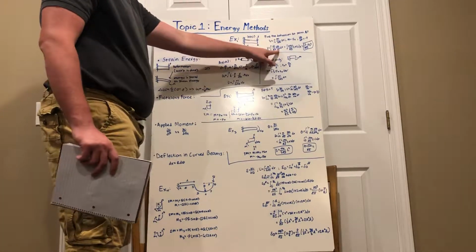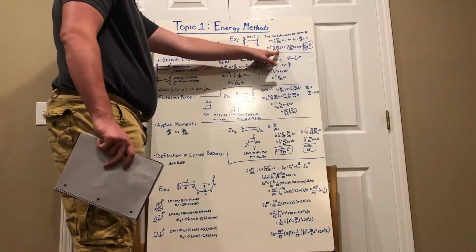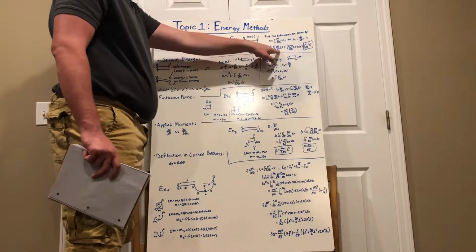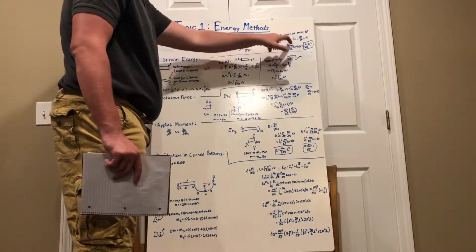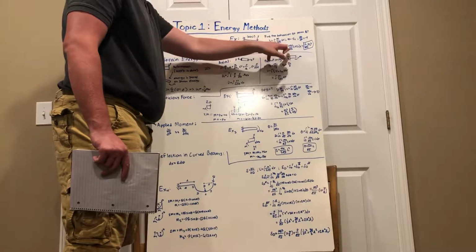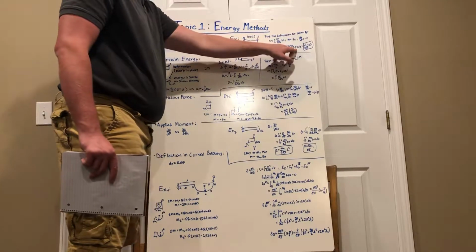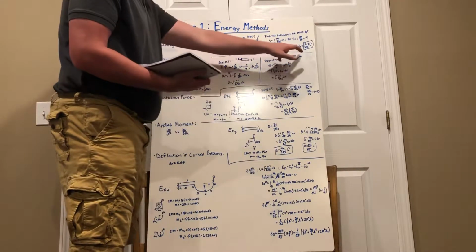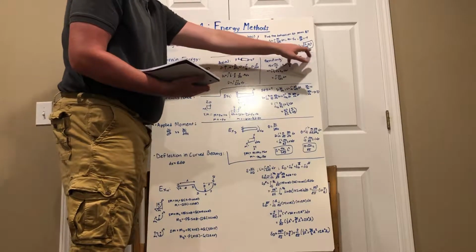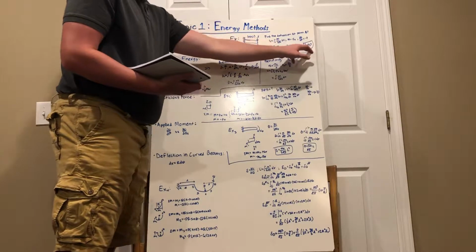So this is going to be equal to the integral of the moment over EI times the partial derivative of the moment with respect to the force. Now, let's rewrite that and plug everything in. Our M, remember, was negative F x, and the partial of the moment with respect to the force was negative x. Through calculus, we get to our final answer: 1 over 3EI times FL cubed.